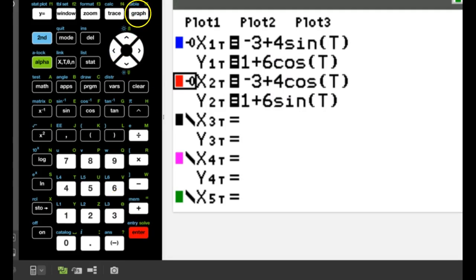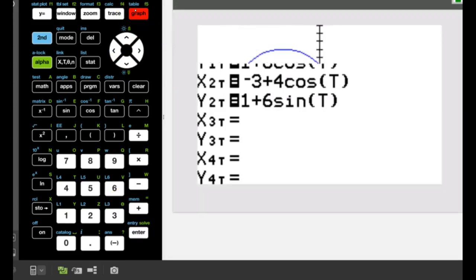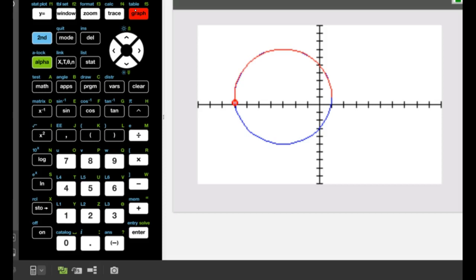And then hit graph for that. Here we can see that it is graphed counterclockwise starting at the x-axis, whereas the blue graph was graphed going clockwise starting at the top of its graph. So we can see that.